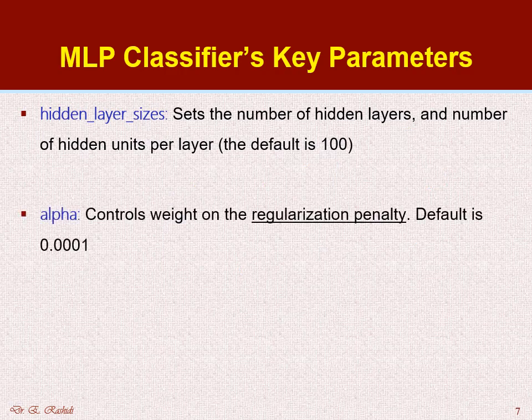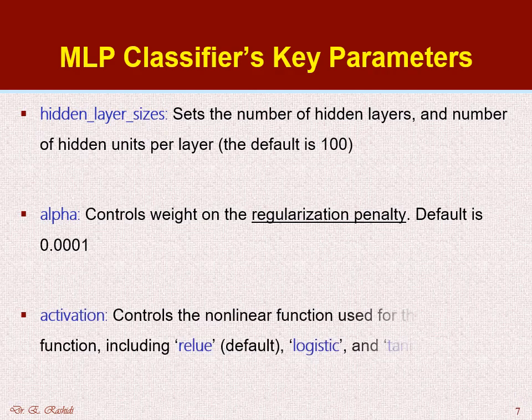Alpha controls the weight on the regularization penalty. The default value is 0.0001. Activation controls the nonlinear function that is used for the activation function, including the ReLU, which is the default function, logistic and hyperbolic tangent, and more.